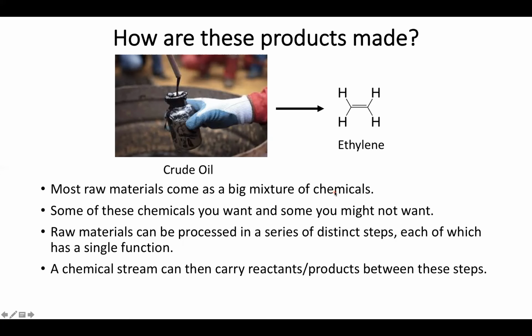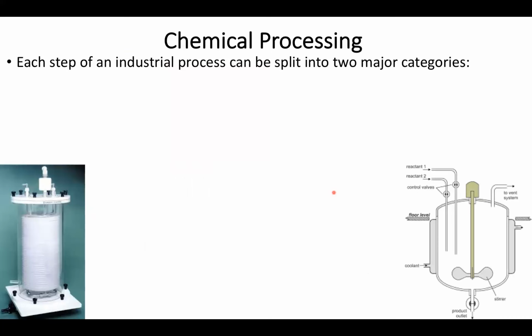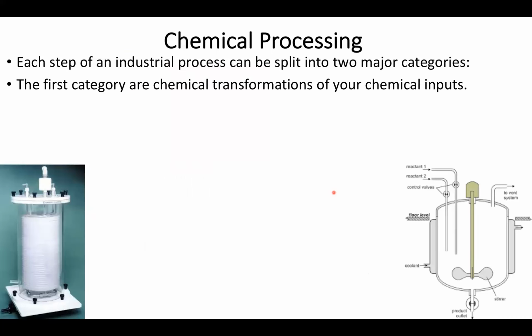So the real art of industrial chemistry is going to be identifying what each of these steps are and trying to link them together to make an overall process. So we're going to take a lot of these steps and split them into two major categories. The first of which are going to be chemical transformations of chemical inputs.